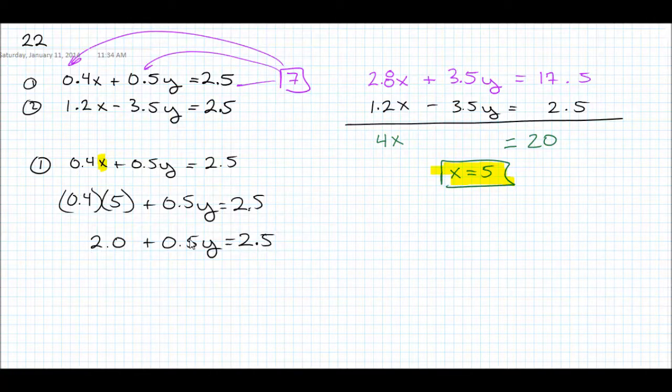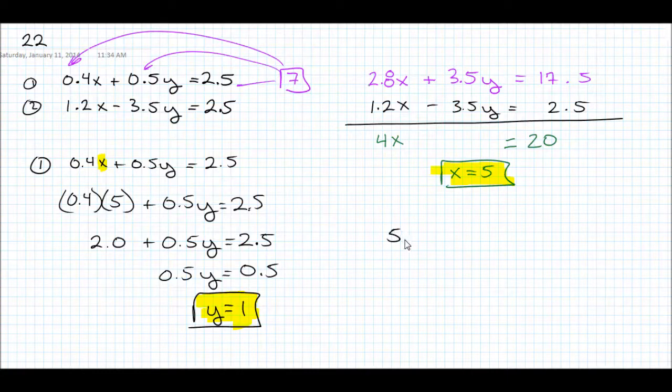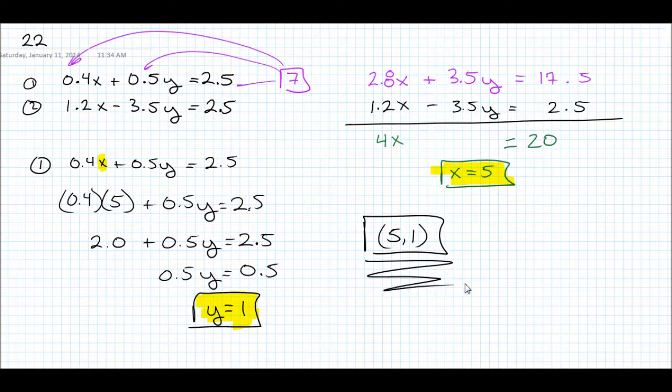We subtract 2 from each side, so you're going to get 0.5y equals 0.5. So you divide each side by 0.5, or you could multiply. If you see this easier, you can multiply each side by 2. And what you're going to find out is y is equal to 1. So your solution set is x equals 5 and y equals 1. So you'd rewrite that as (5, 1) in parentheses, and then box it for your answer. You can check your work as usual.